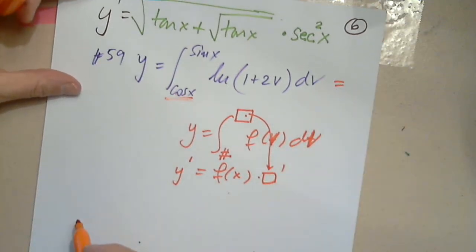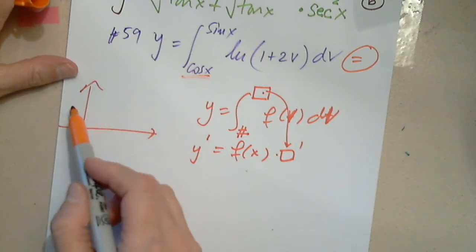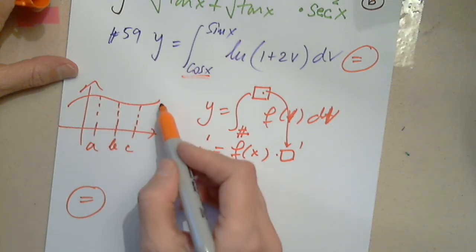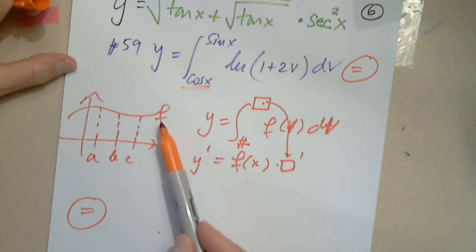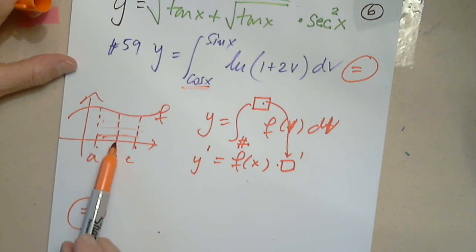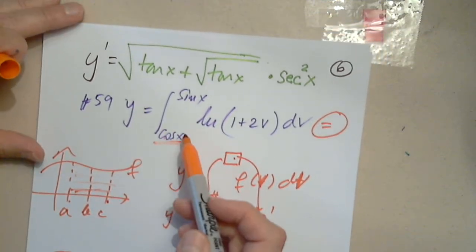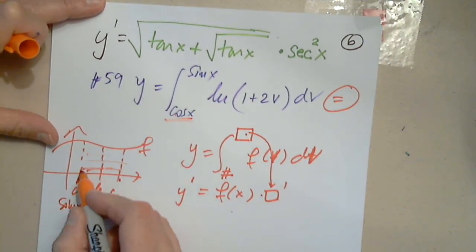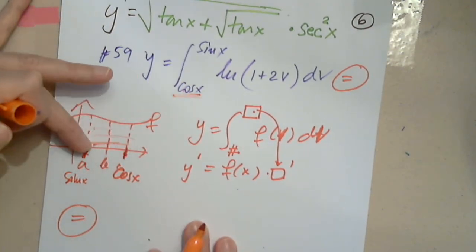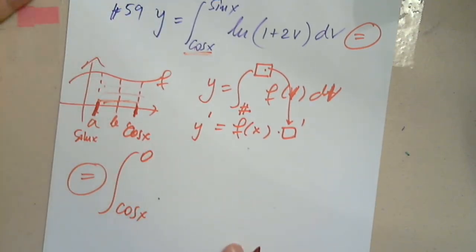Well, but I know a property of the definite integral, this one. I know that the integral from a to c is the integral from a to b plus the integral from b to c. And you can see how this works here. Here's my sine x right here, and here's my cosine x. And I can always find a number in between. I don't care. I'm going to write cosine x to 0. You can put any number.